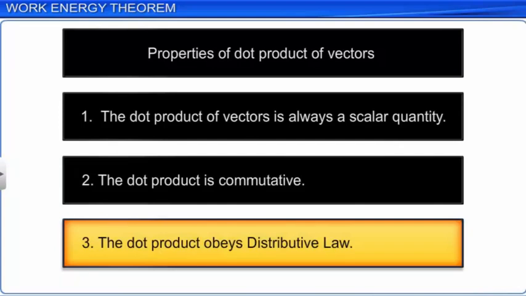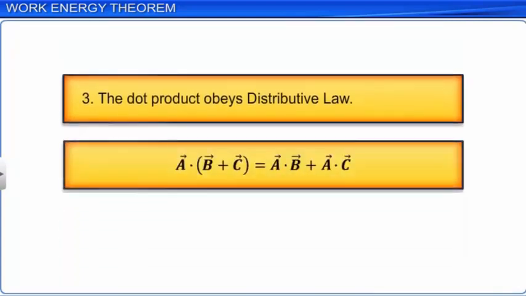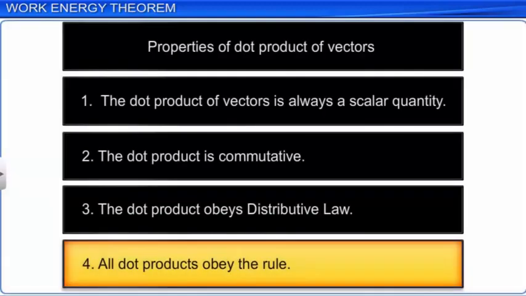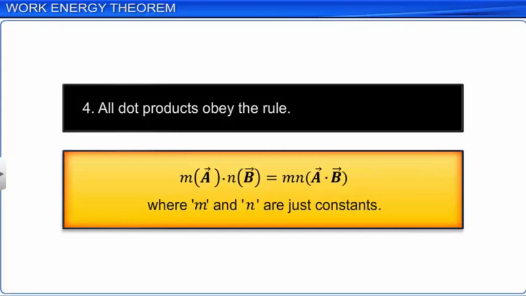The dot product obeys the distributive law. So, A dot (B plus C) is equal to A dot B plus A dot C. All dot products obey the rule mA dot nB is equal to mn times A dot B, where m and n are just constants.